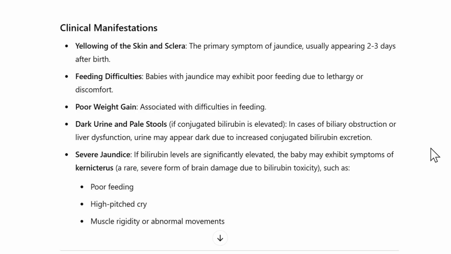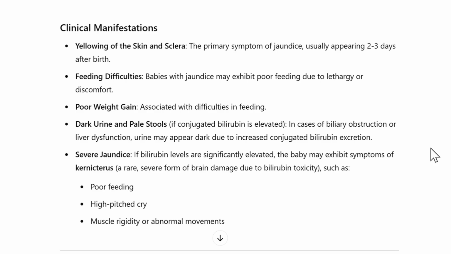Severe jaundice. If bilirubin levels are significantly elevated, the baby may exhibit symptoms of kernicterus, a rare severe form of brain damage due to bilirubin toxicity, such as poor feeding, high-pitched cry, muscle rigidity, or abnormal movements. Diagnosis. The diagnosis of neonatal jaundice involves the following.